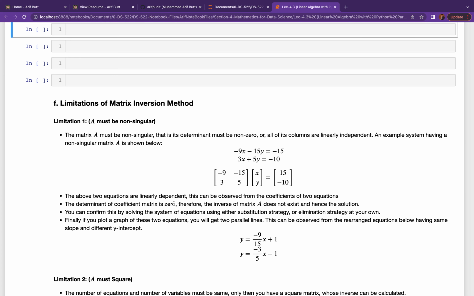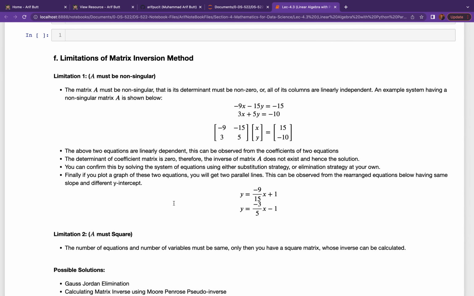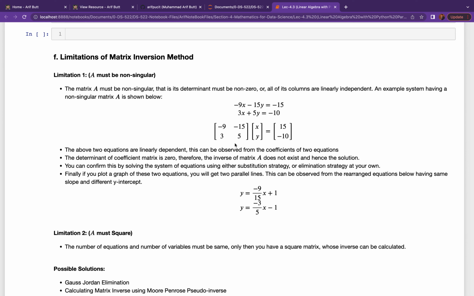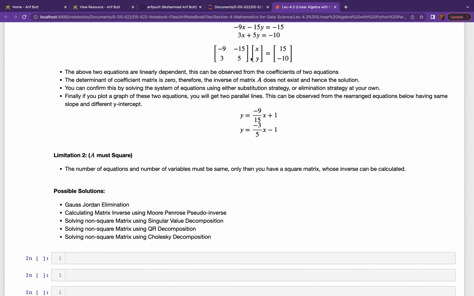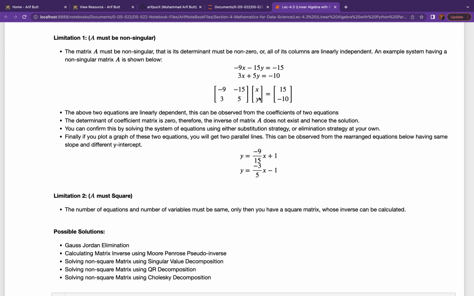Great. So let me prove that this matrix inversion method does have its limitation. And the first limitation is the matrix must be non-singular. Over here, if you see this matrix A, this matrix A is square, but it does not have a non-zero determinant, I think. So if you multiply 9 and 5 it is 45, and this is also 45, and the determinant is 0. So if you write down the code of this, you will get the error.